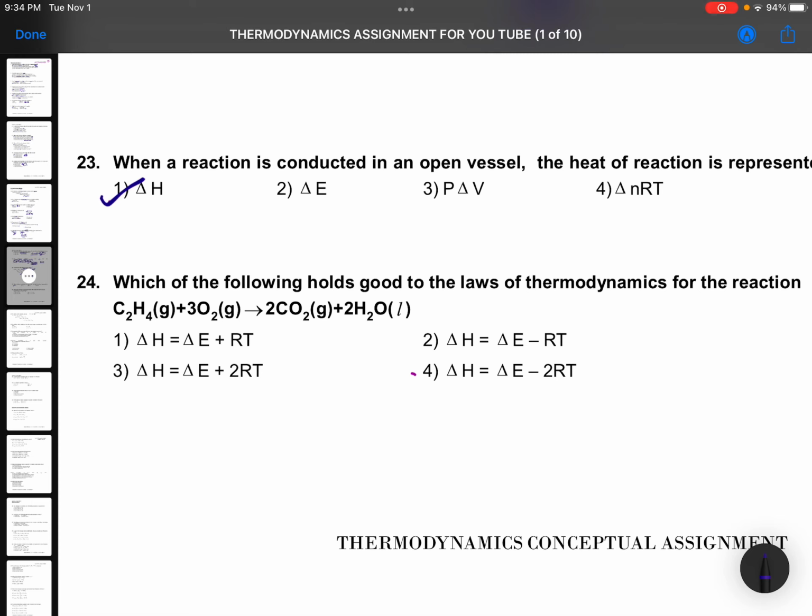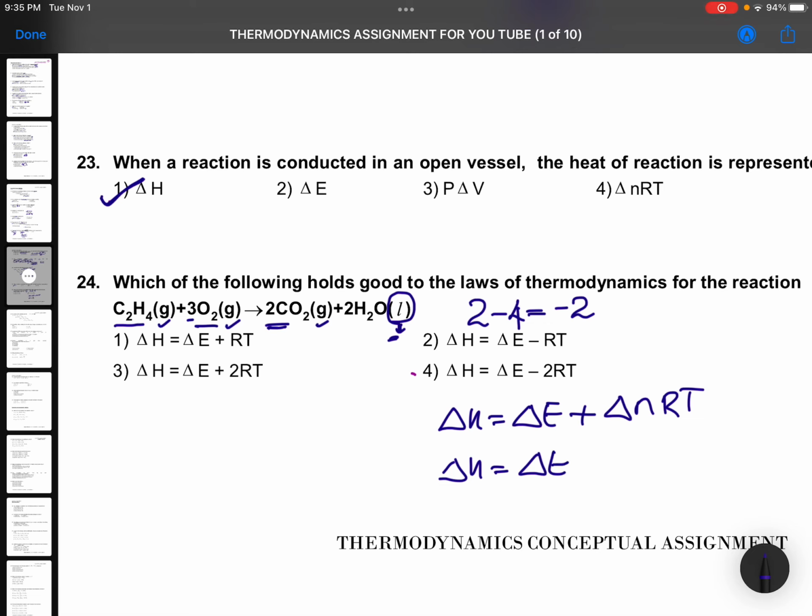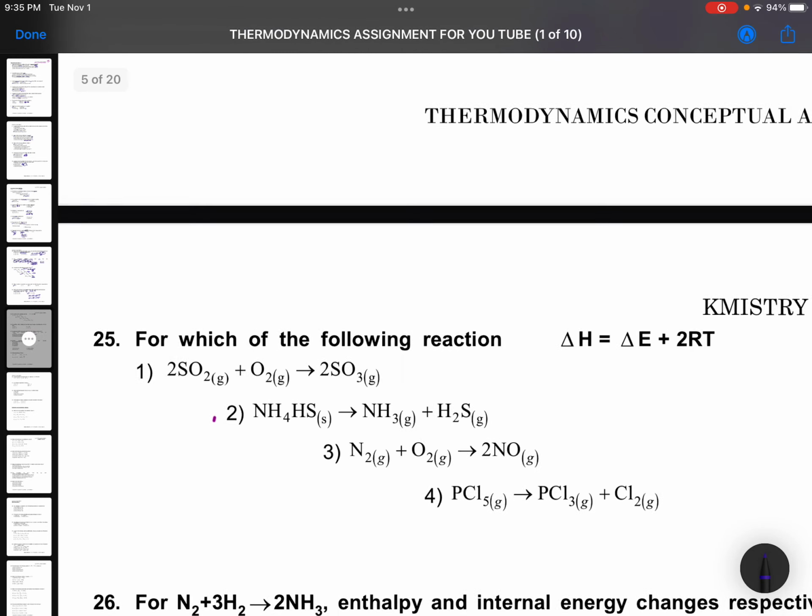Which of the following holds good to the laws of thermodynamics for the reaction of C2H4 gas, 3O2 gas, 2CO2 gas, and this is liquid. He mentioned liquid here. See carefully, sometimes they mention gas also. When this is liquid, the number of moles of products is 2, and the number of moles of reactants is 3 plus 1, which is 4, so it is minus 2. Delta H is equal to delta E plus delta nRT, so delta H is equal to delta E, with delta n value minus 2, minus 2RT. Right. Coming to the 25th question, we'll stop here.